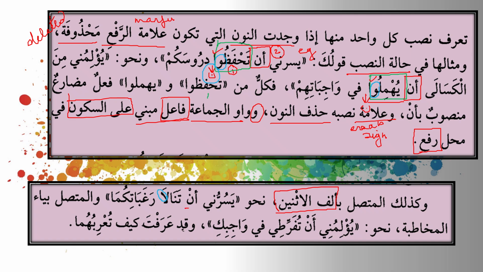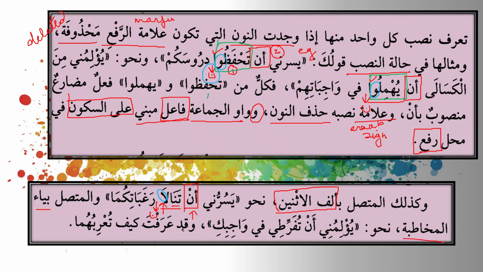Yasurruni, and so you can see the tool of nasb and a fail mudare afalul khams with the deletion of the noon. So my original fail mudare was tanalan with the noon at the end, but due to this tool of nasb, the noon has been deleted. What is left behind? The damir aliful isnain has been left behind because damirs are never deleted. And this aliful isnain tells you that two people are doing the action tanala.